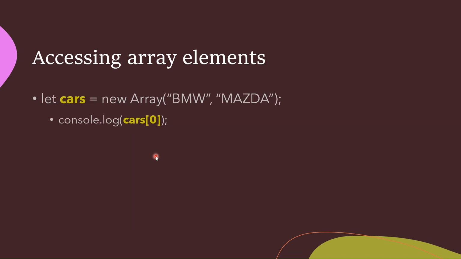Accessing array elements. Here is one of the simple ways of accessing array elements individually. Let cars equal a new Array of BMW, Mazda. These are the two elements in the array. If you want to access an individual element, you can put console.log cars, then in square brackets add the index you want to access. So 0 is the first one, the second one is 1.